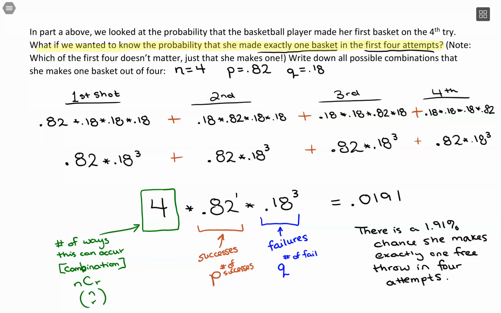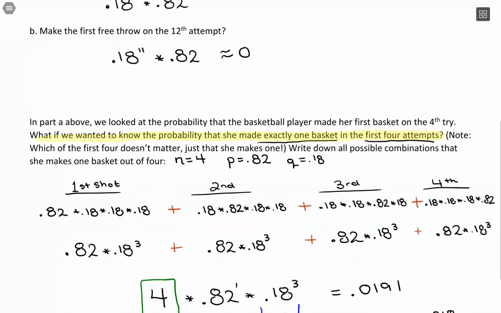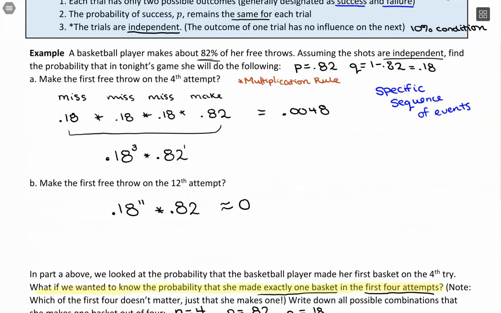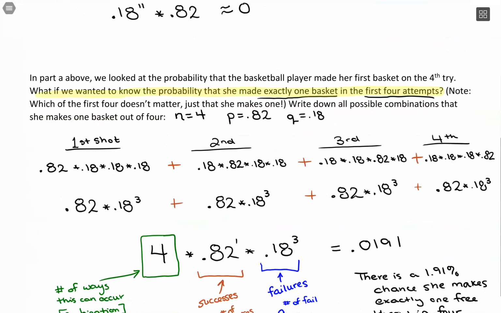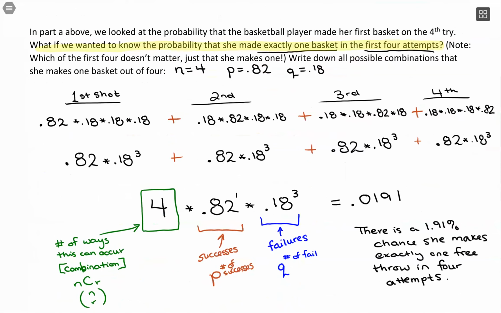So there's no specific sequence of events here. It's more vague in terms of how it occurs. If it's a specific sequence of events, we use the tools up here. If it's not specific, then we're going to use the binomial formula, but again, for binomial, instead of doing this, we're going to GeoGebra, which I'll show you in the next video.